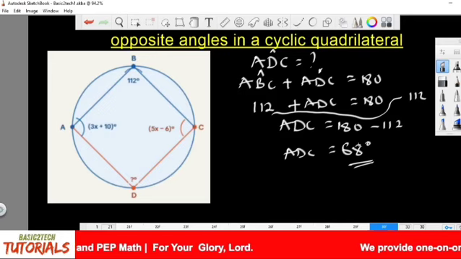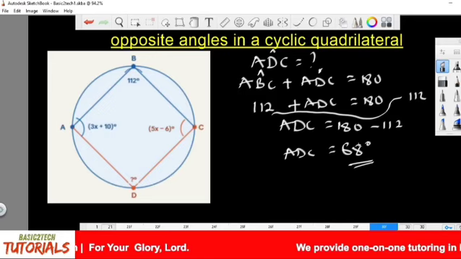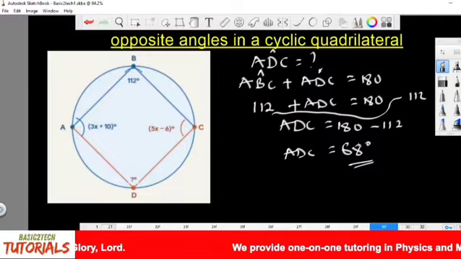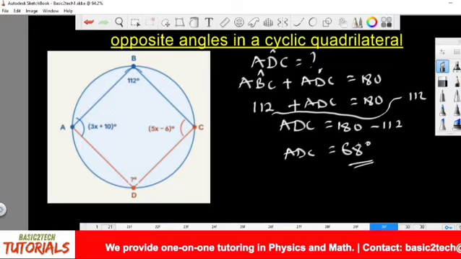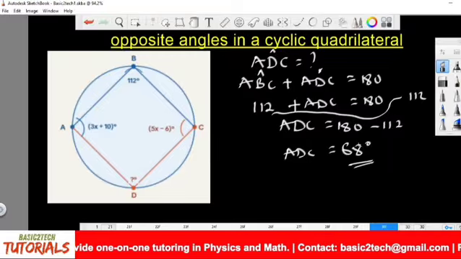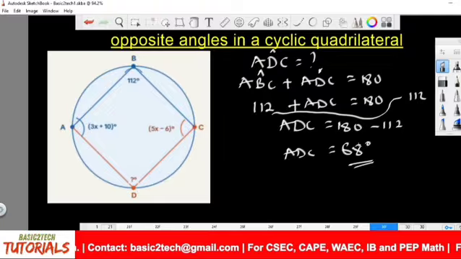4 marks collected. The key is to 1, spot the cyclic quad. 2, spot the opposite pairs. Set them equal to 180. That is the whole move all the time.